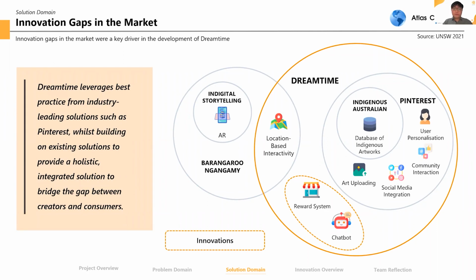Further, due to gaps identified in capabilities of existing features, Dreamtime has also refined existing competitor features such as art uploading, community interaction, user personalization, and social media integration through a more seamless, meaningful, and secure process.